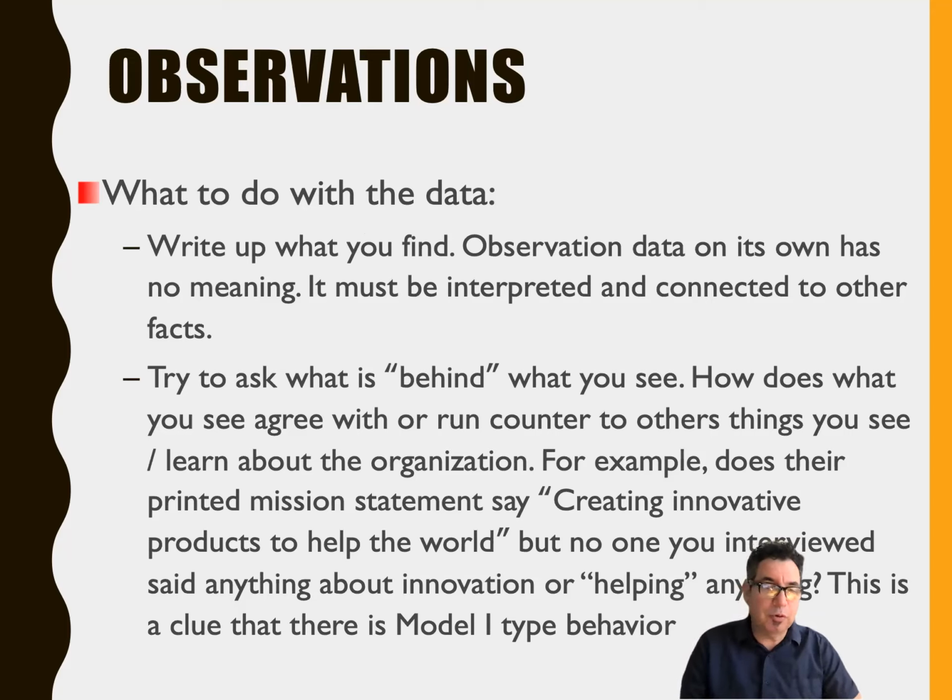For example, does the printed mission statement say, creating innovative products to help the world, but no one you interviewed said anything about innovation or helping anything? This is a clue that there's Model 1 type of behavior. Okay, so disconnect. Model 1 behavior is we say we're about this, but we're really about this. So there's not congruity between the stated mission and what we actually do.